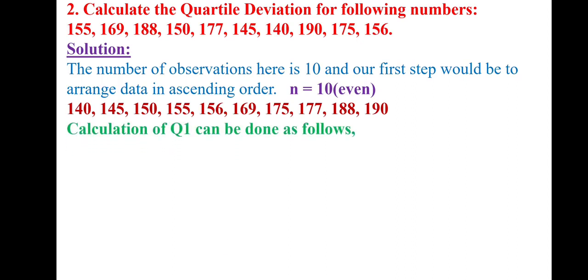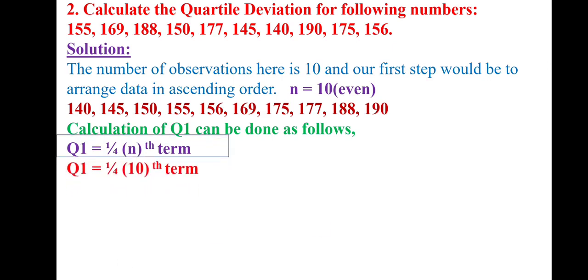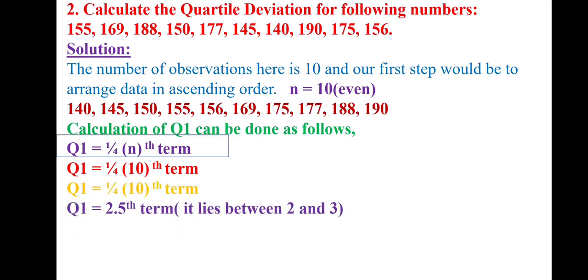So the Q1 formula we know very well. Q1 equal to 1/4 of the (n plus 1)th term. Here n is 10, so we'll get 1/4 of the 11th term, which we know very well is 2.5. So 2.5 lies between 2 and 3. So the second term and third term will be considered. The second term is 145, the third term is 150. So we can apply this formula.